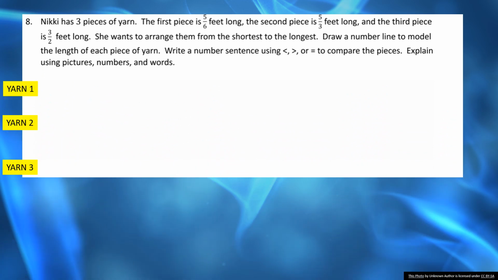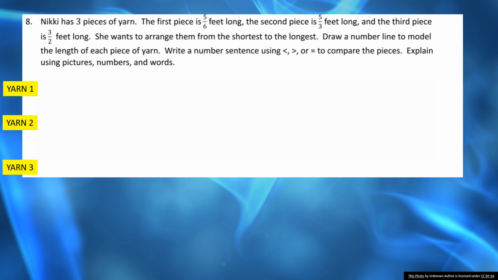Okay, now let's take a look at number 8. Number 8 says, Nikki has 3 pieces of yarn. The first piece is 5/6 feet long. The second piece is 5/3 feet long. And the third piece is 3/2 feet long. She wants to arrange them from the shortest to the longest.